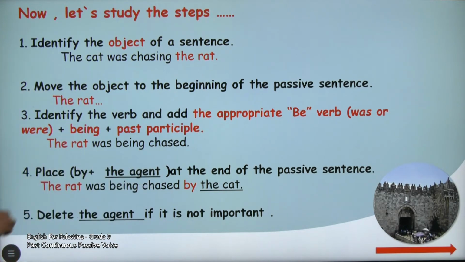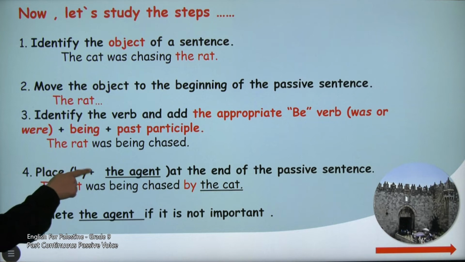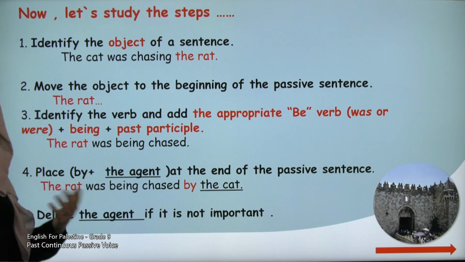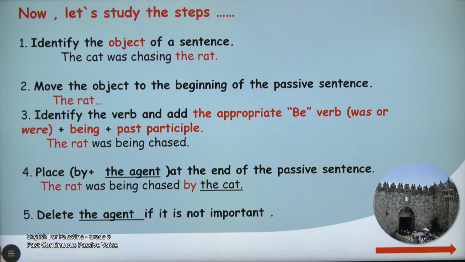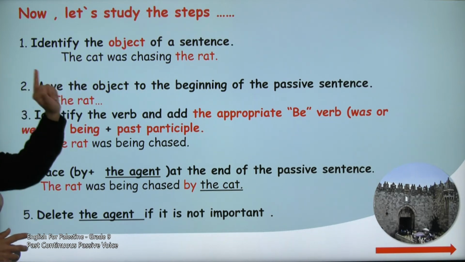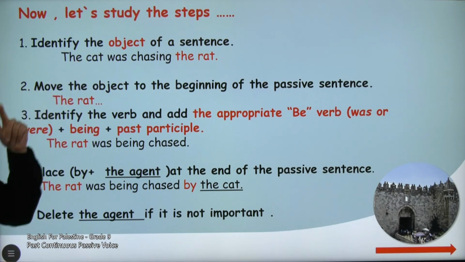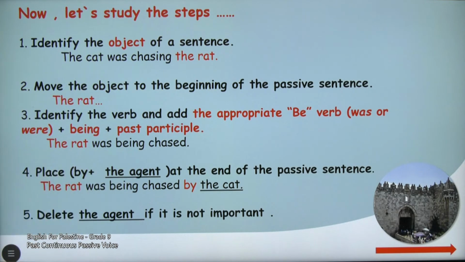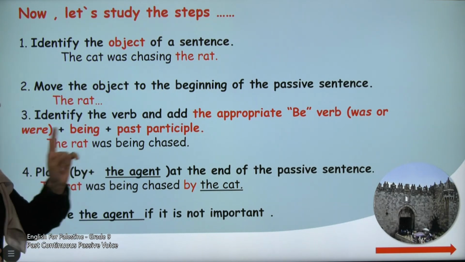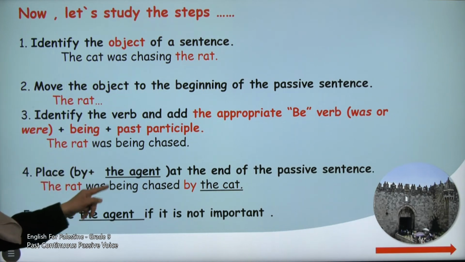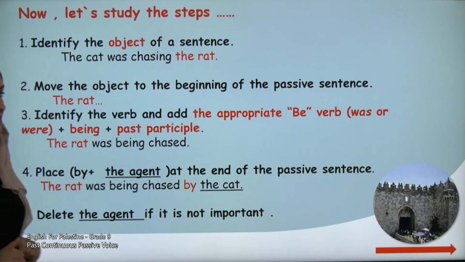The fourth step is to place by plus the agent at the end of the passive sentence. What is an agent? The agent is the subject in the original sentence. The cat is the subject of the original active sentence. If you want to add it, you should add it at the end of the sentence, but you need to use by before it. The rat was being chased by the cat.